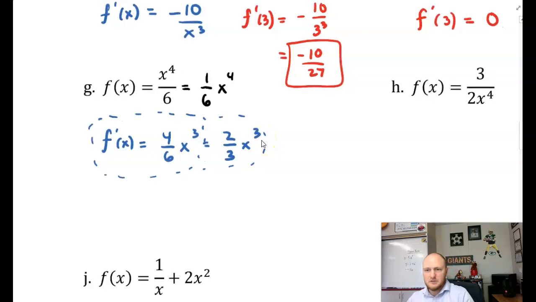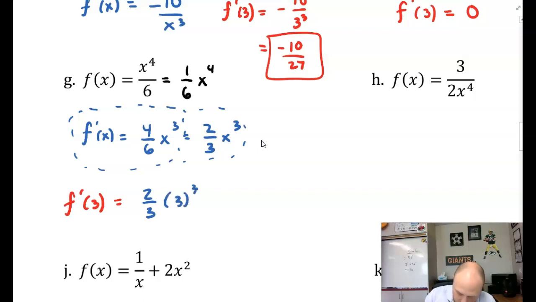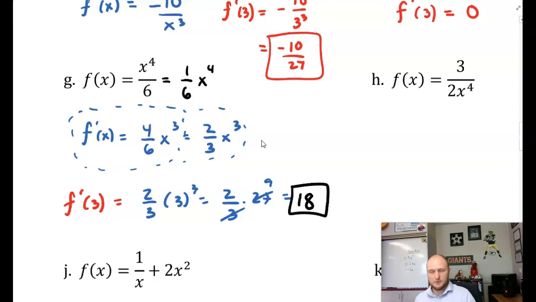Again, f prime of 3. So I have 2/3 times 3 cubed. This gives me 2/3 times 27. Again, this gives me a 9, so we get 18. That's f prime of 3.